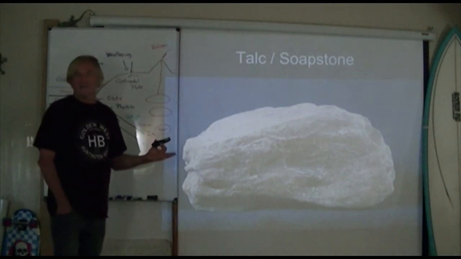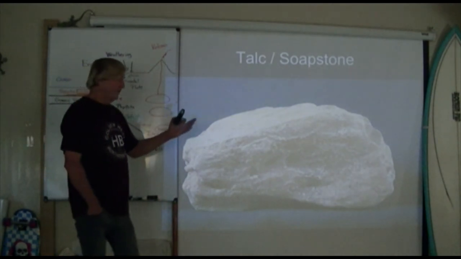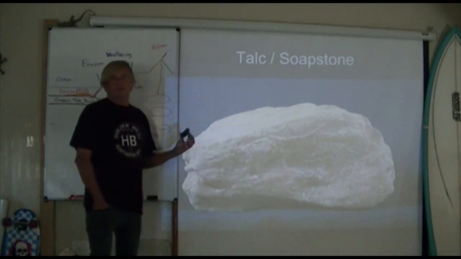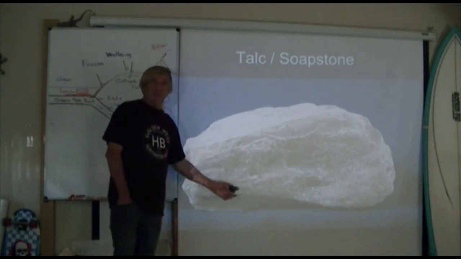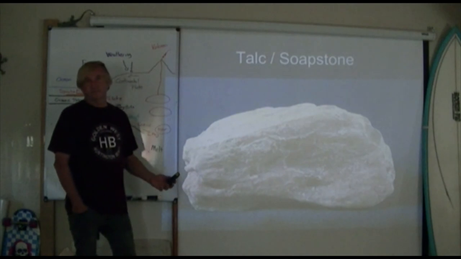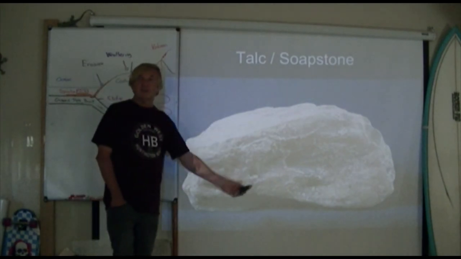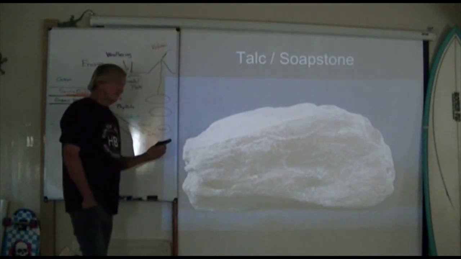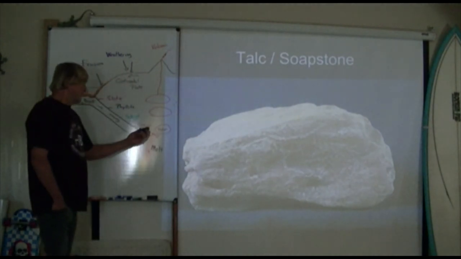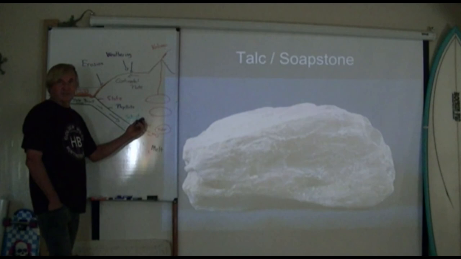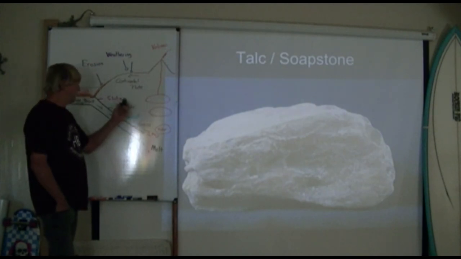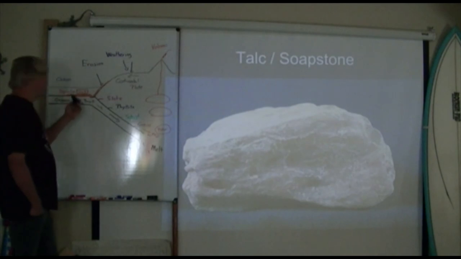All the metamorphic rocks have direct parents, so a quartzite has a parent of a sandstone. A marble has a parent of a limestone. Anthracite coal has a parent of bituminous coal. Gneiss has the parent of a schist. Schist's parent is the phyllite. The phyllite's parent is the slate, and the slate's parent is the shale.